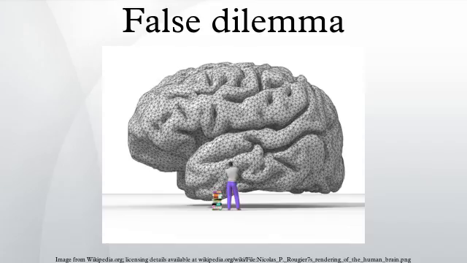Black and white thinking. In psychology, a phenomenon related to the false dilemma is black and white thinking. Many people routinely engage in black and white thinking, an example of which is someone who categorizes other people as all good or all bad.